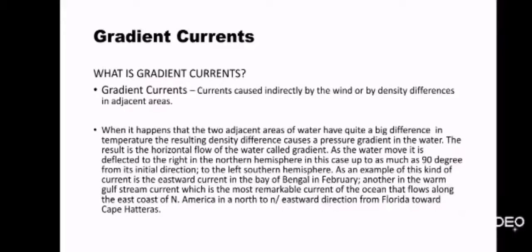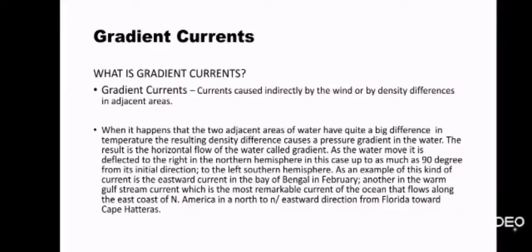When two adjacent areas of the water have quite a big difference in temperature, the resulting density differences cause a pressure gradient in the water. The result is the horizontal flow of the water called gradient current. As the water moves, it is deflected to the right in the northern hemisphere, in this case as much as 90 degrees from its initial direction, to the left in the southern hemisphere.